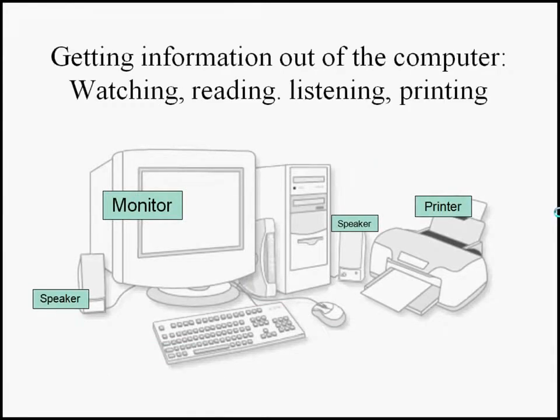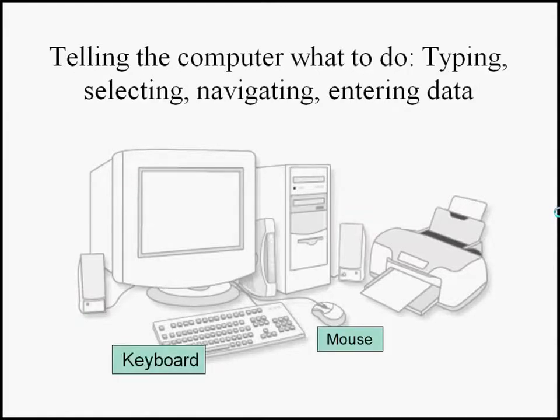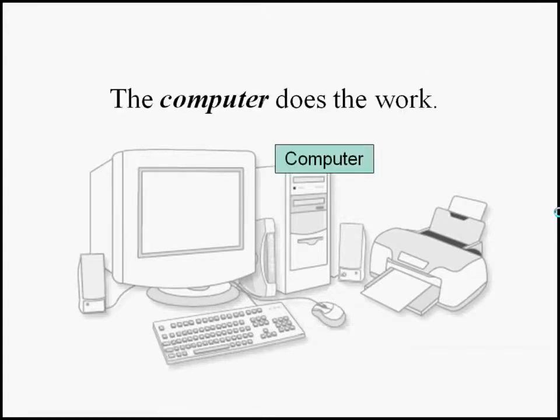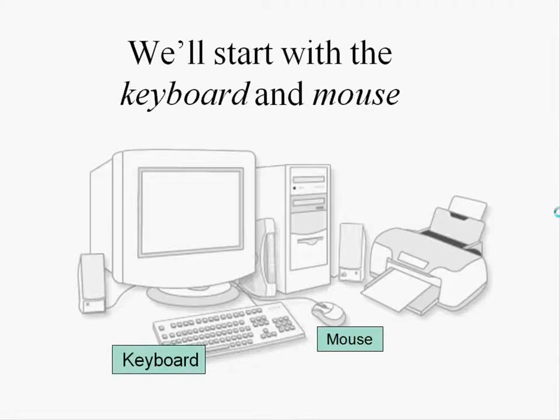Now, you can think about the monitor, the speaker, and the printer as three different ways to get information out of the computer, by watching, reading, listening, and printing. There's only two ways to get, immediately anyway, information into the computer, and that's the keyboard and the mouse. But the computer is what does the work. We'll start with the keyboard and the mouse.